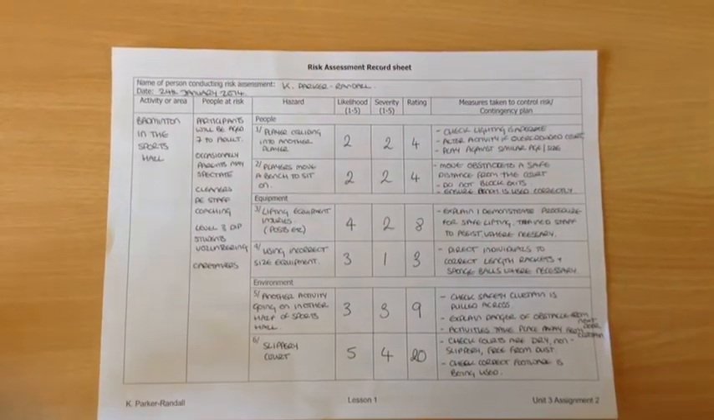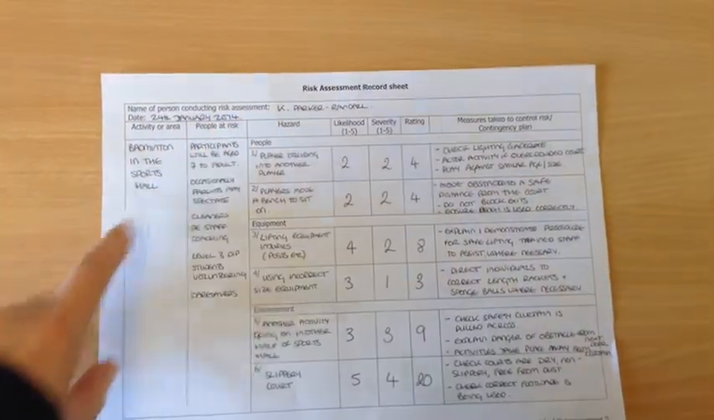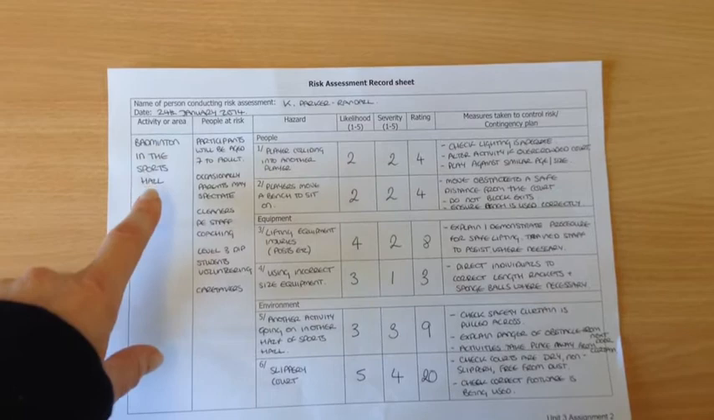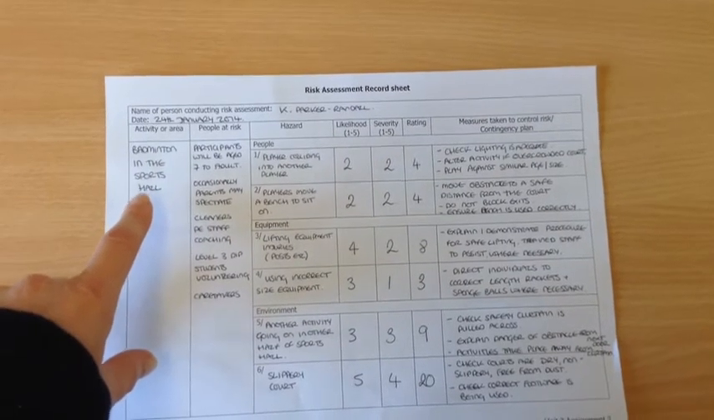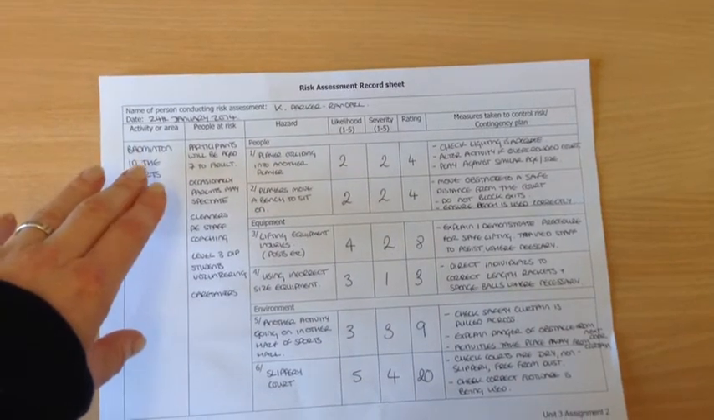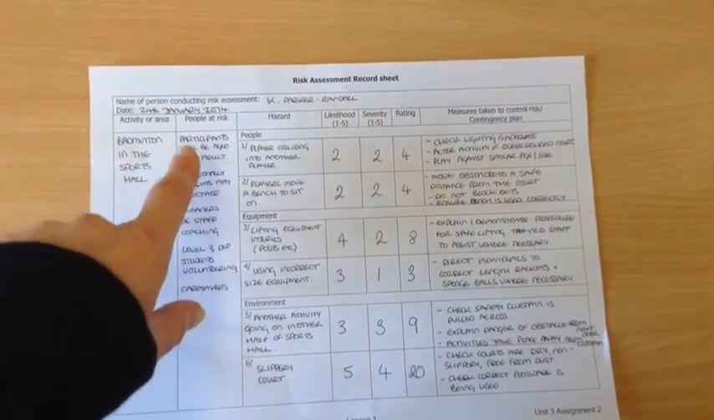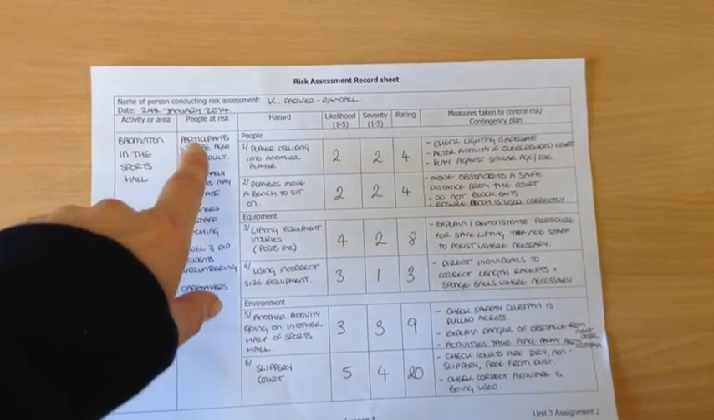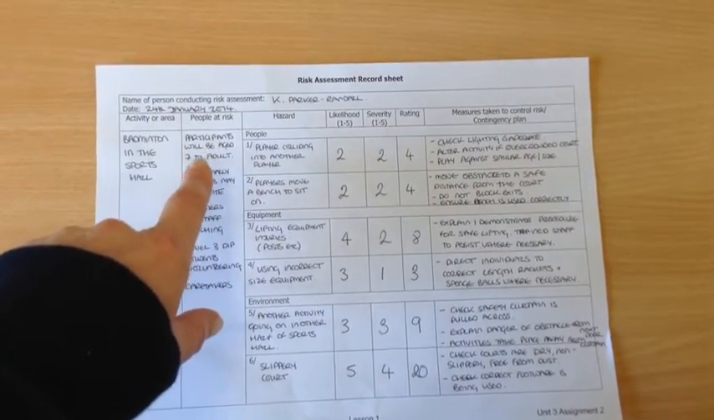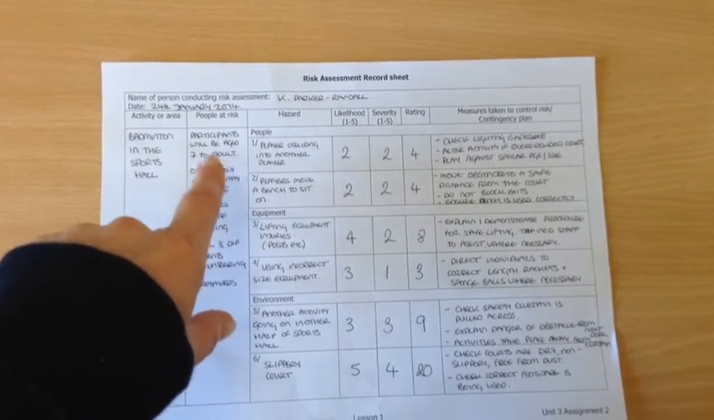So here I've completed a risk assessment form on the 24th of January for a badminton activity taking place in the sports hall. So I've identified the area and the activity that's taking place. For my risk assessment, I've now thought about the people at risk, and I understand that there will be participants using the venue, and they will be aged between 7 all the way up to adults.